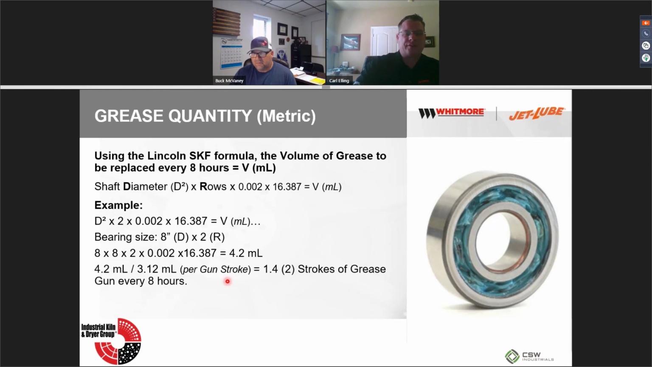And then this will be the metric version, if you will, of the same kind of thing. So where you wanted 4.2 milliliters, here's 4.2 milliliters that's needed for the application. Here's what's coming out of the grease gun. So you only need 1.4 or 2 strokes of grease every 8 hours. But now you've got the numbers in metric as well.